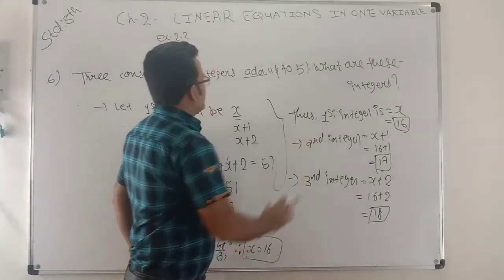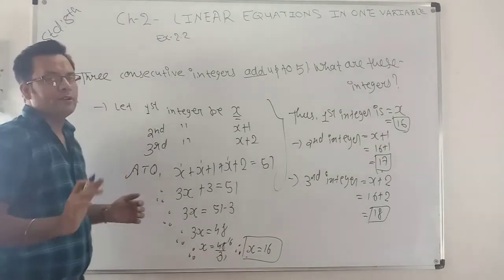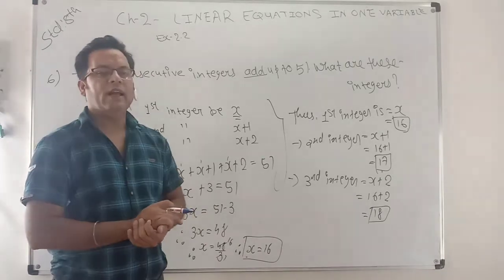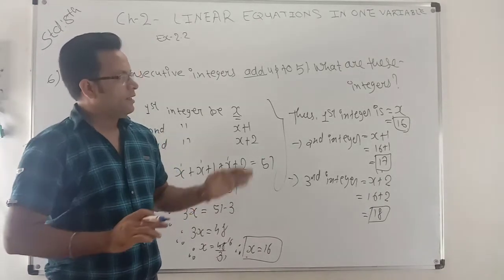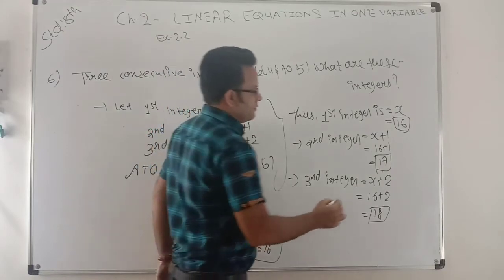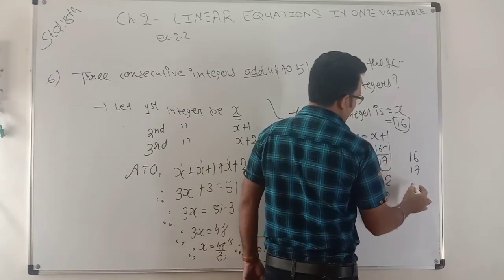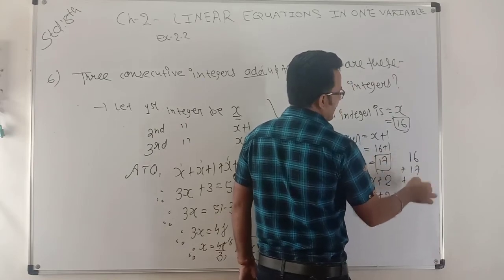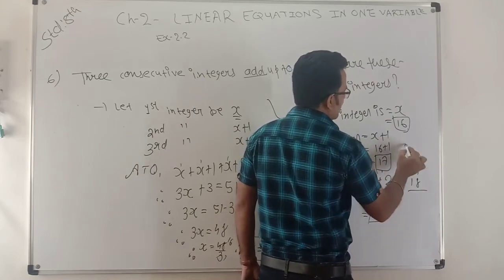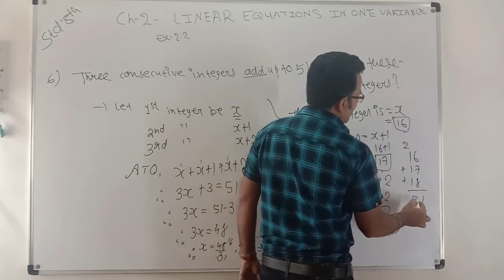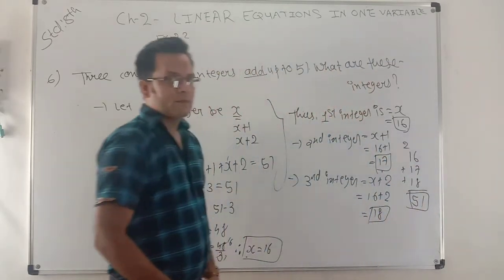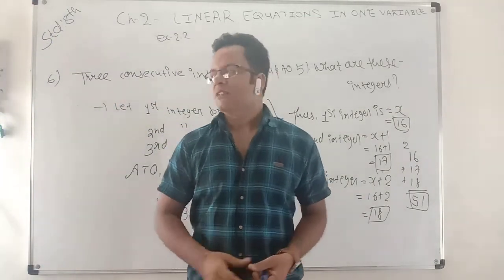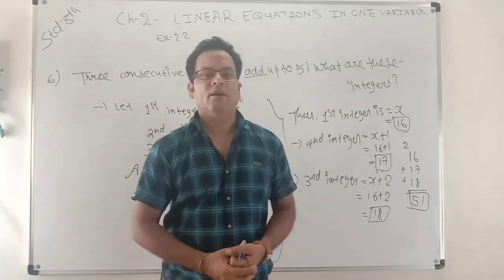You have to understand. See, because you are told in the question that 3 consecutive integers add up to 51. So 16, 17 and 18. Now see, if you make the addition of it, 16, 17, 18. Make addition. 6, 8, 14, 14 plus 7, 21. And you got the answer. Okay. So this way you can confirm also your answer in the sums. So this is about sum number 6.